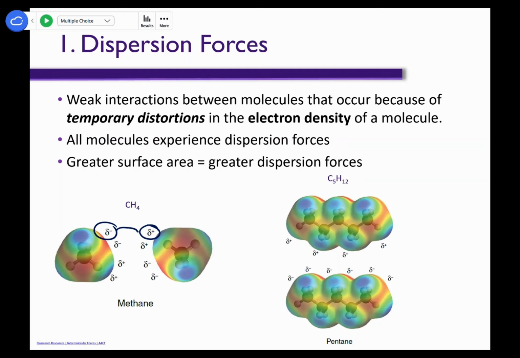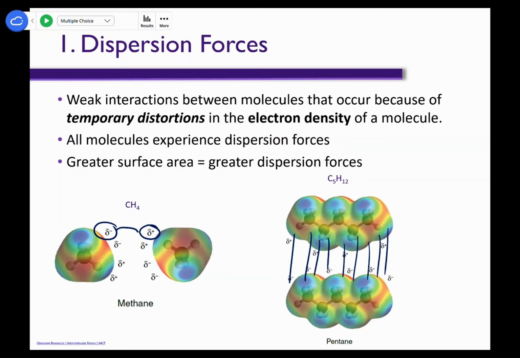As the molecule gets bigger, I think this is going to get messy. As the molecule gets bigger, we have more opportunity for distortions and for more wiggles and more attraction between molecules. So if we have a bigger molecule, we just have more opportunities for more attractions between those molecules.